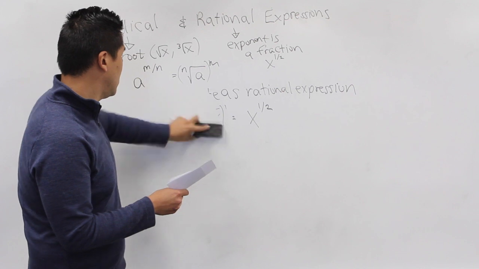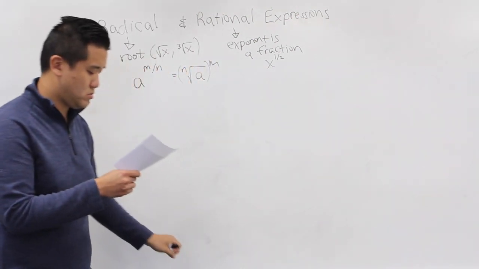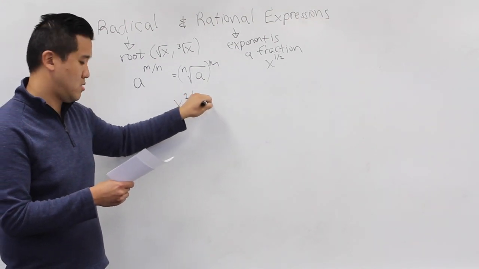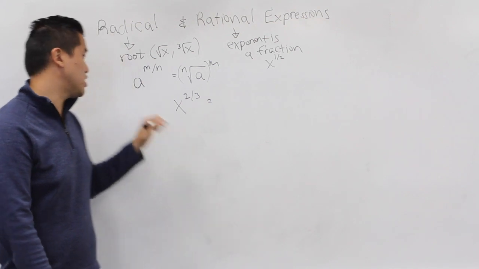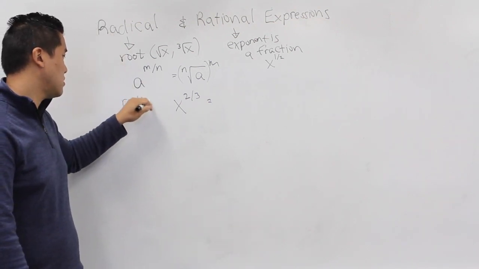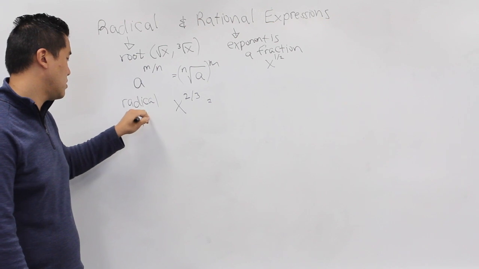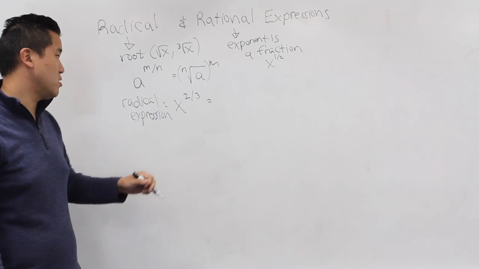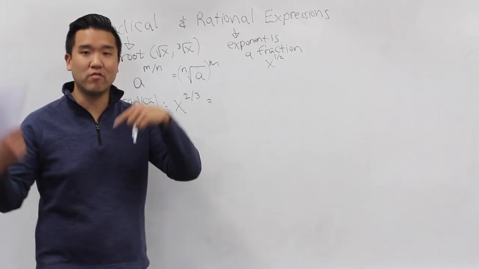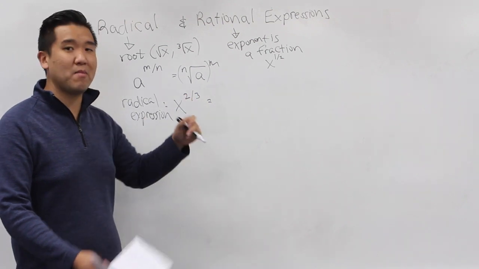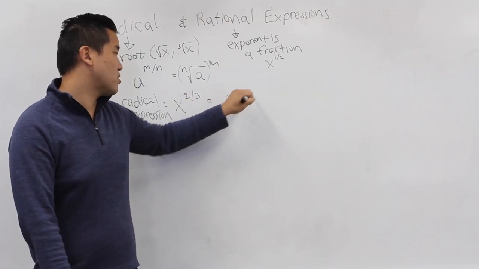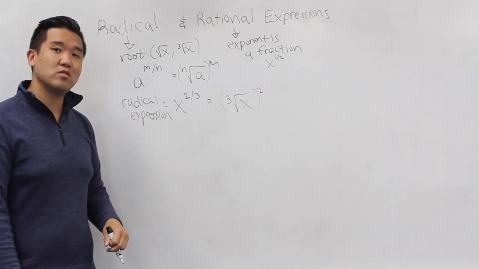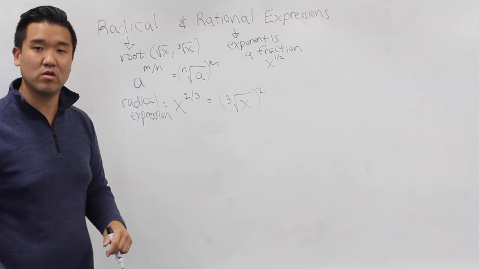Next example. If I give you this, I want you to write that as a radical expression now. Let's go backwards. If it's a radical expression, which one's my power, which one's my root? Power over root. 2 is my power, 3 is my root. So it's going to be the cube root of x, and we're going to take all of that and square it. So we're coming back to this theme of power over root.